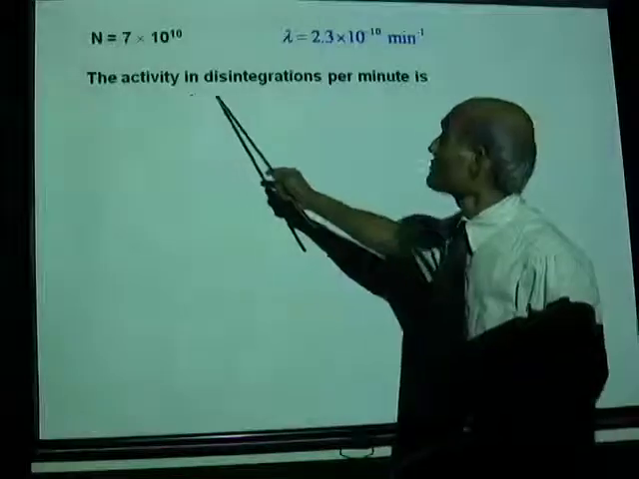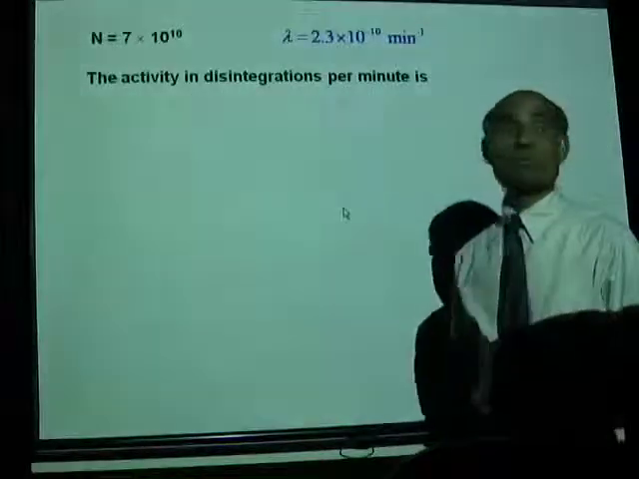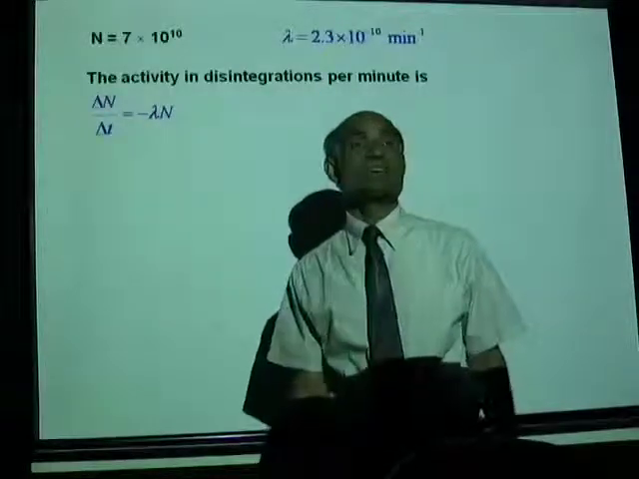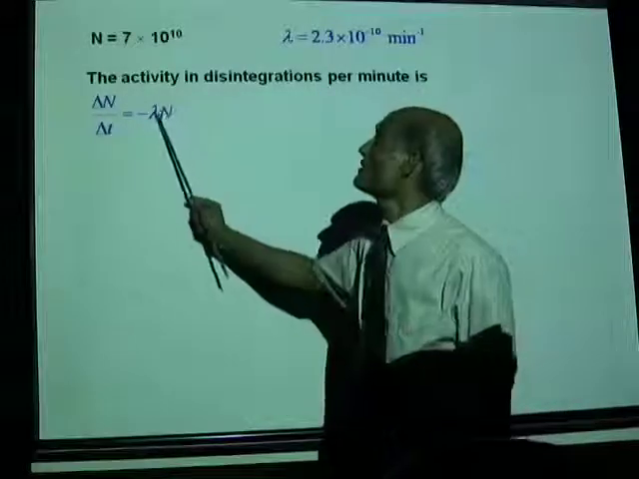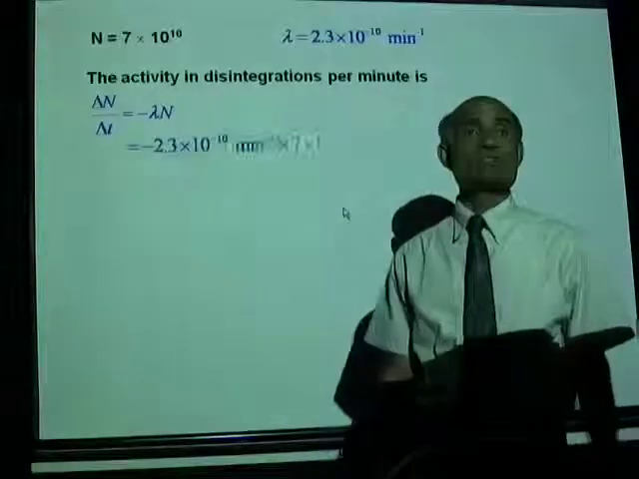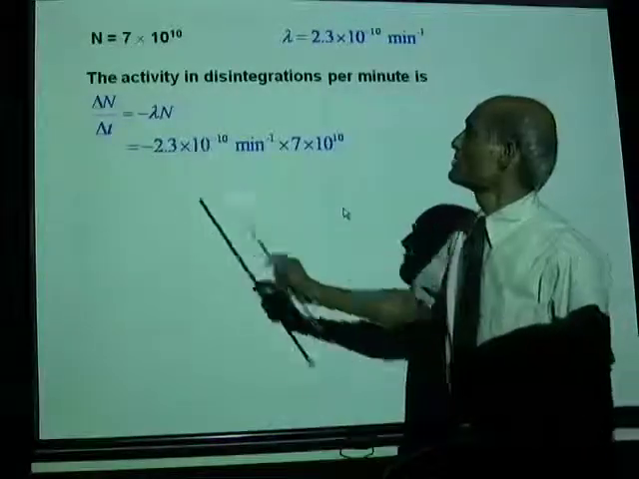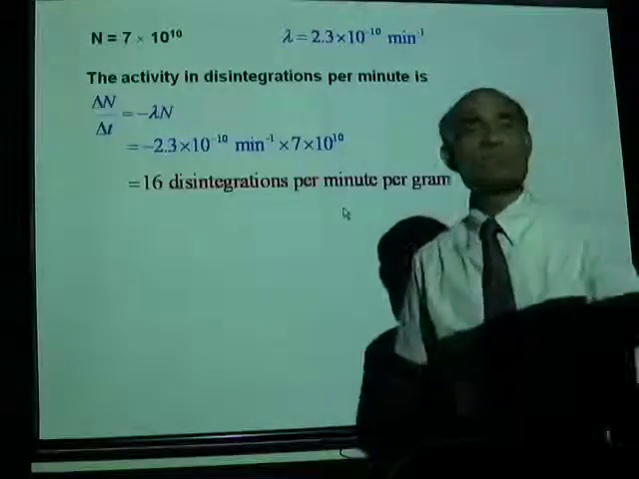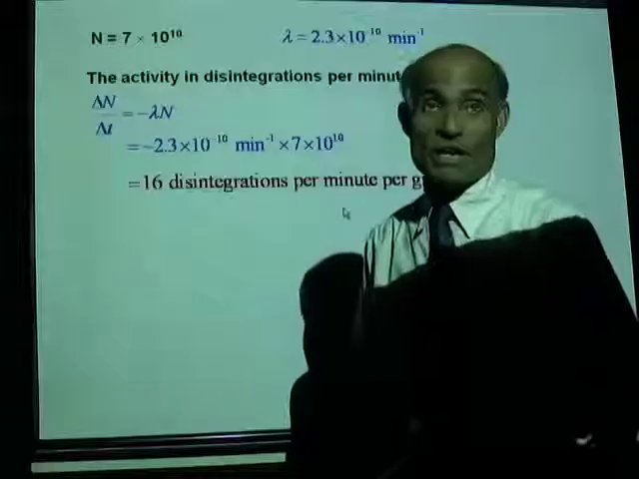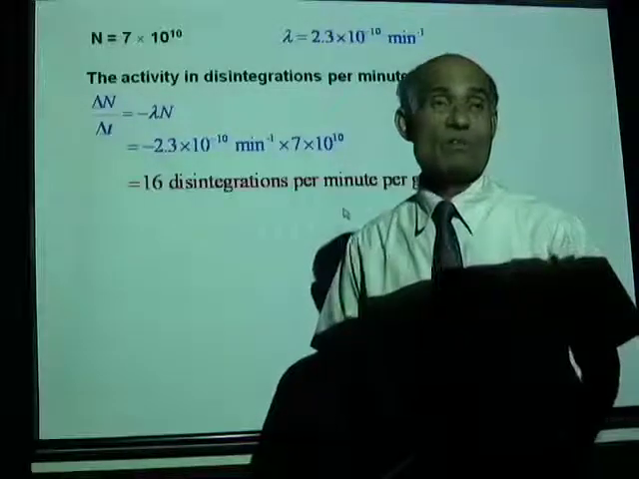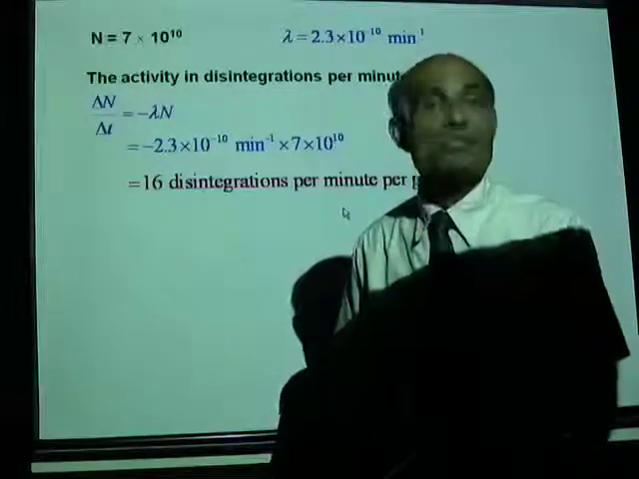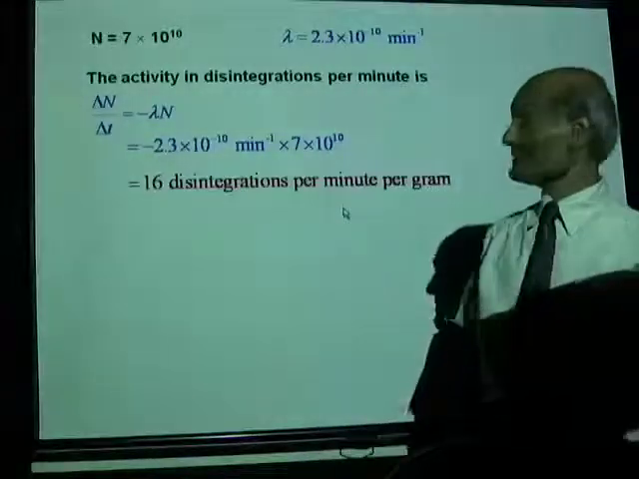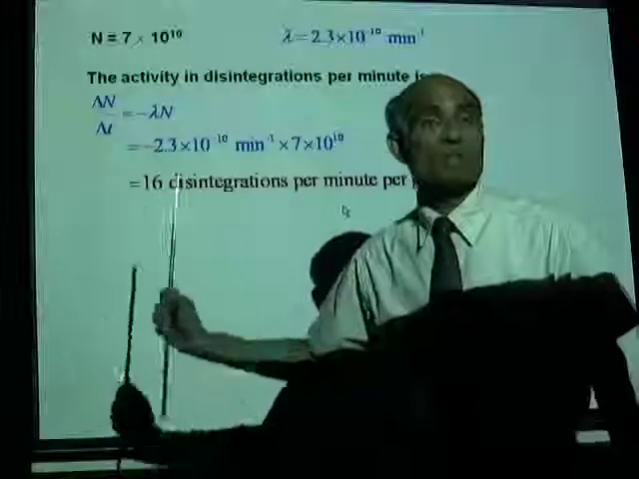And therefore the activity in disintegrations per minute is delta N by delta t equals negative lambda N. We know the value of lambda, we know the value of N, and using those it will give you 16 disintegrations per minute per gram. So for every gram of carbon, there are 16 disintegrations of carbon-14 happening per minute. That's a good problem. I want you to look through that one more time.